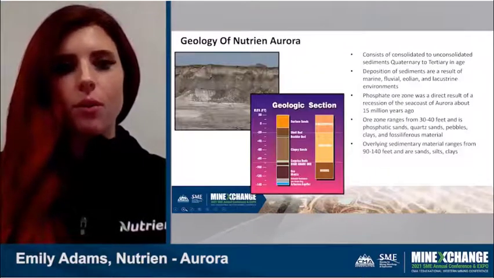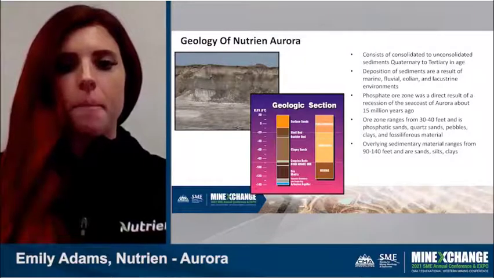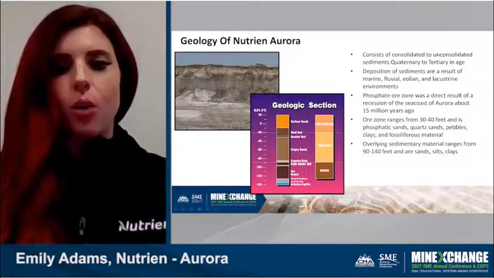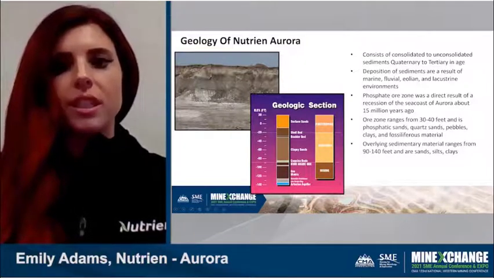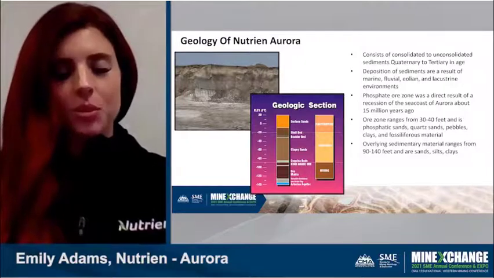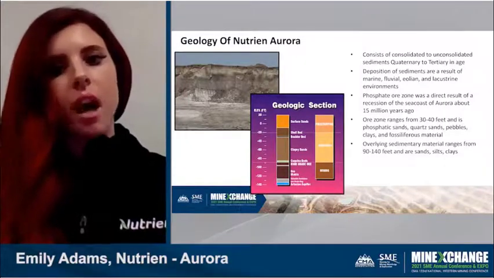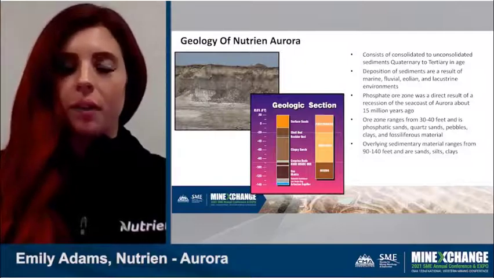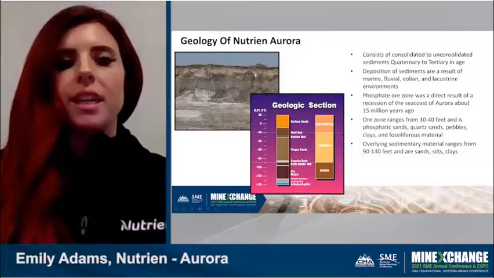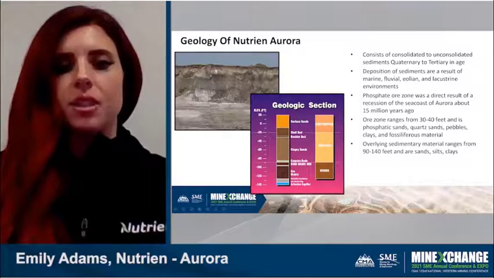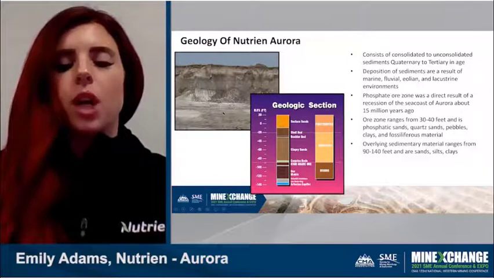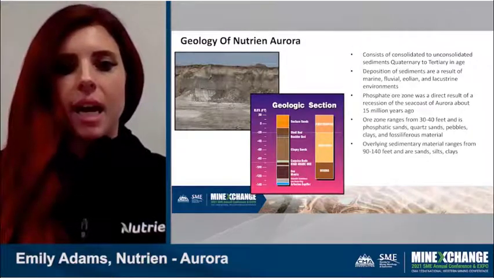Moving on, just to give a brief overview of the geology at Nutrien Aurora. We are on the coast, as mentioned, so all of our materials are consolidated to unconsolidated sediments, which are Quaternary to Tertiary in age. These sediments were deposited as a result of lacustrine, aeolian, marine, and fluvial environments. If you look to the left-hand side of your screen here, you can see what we have as our overburden material and pre-stripping material. Down here at the base of this picture is where our dragline bench and our operating equipment sits.